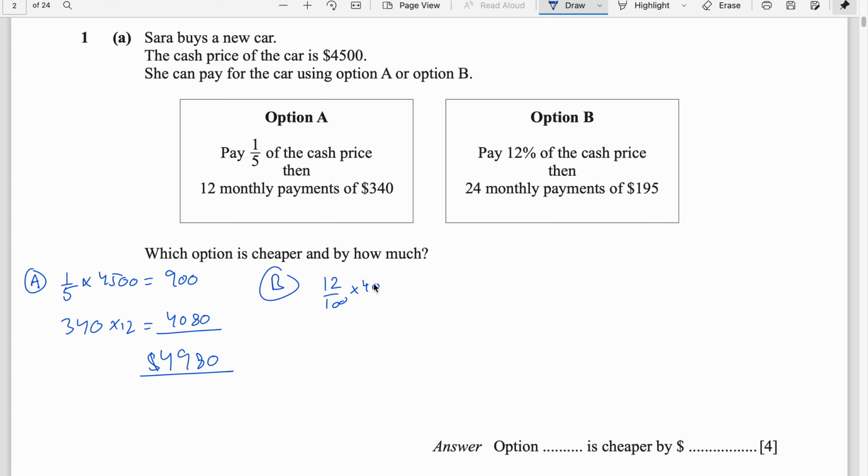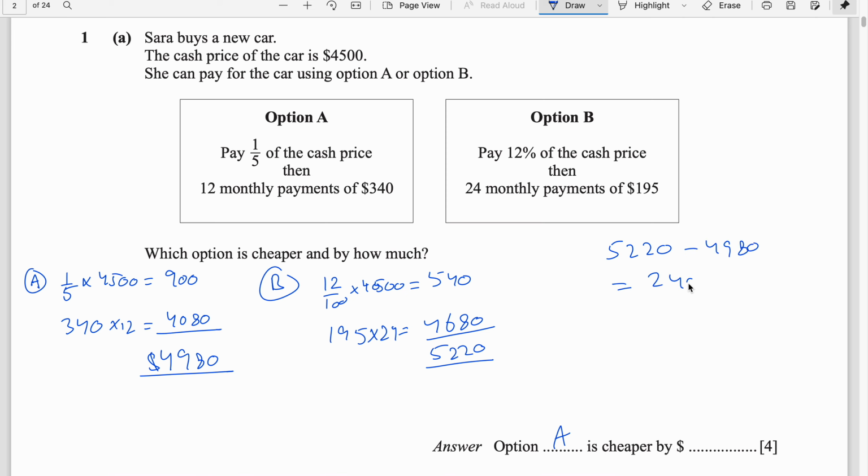When we talk about option B, she pays 12% of the cash price, so 12% of 4500 is 540, and then she pays 195 times 24, that is 4680, and it makes a total of 5220. So it is obvious that option A is cheaper, and the difference between them is $240.